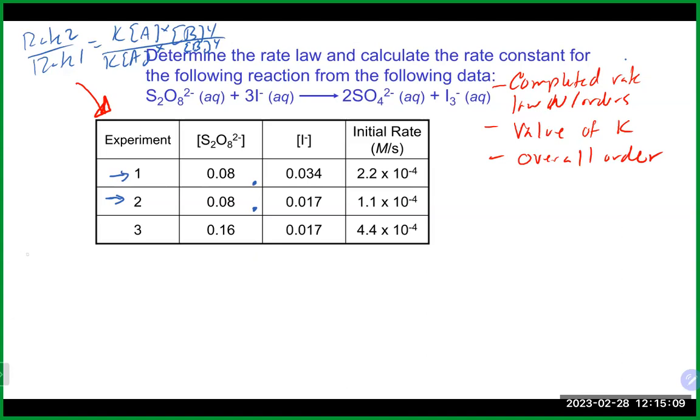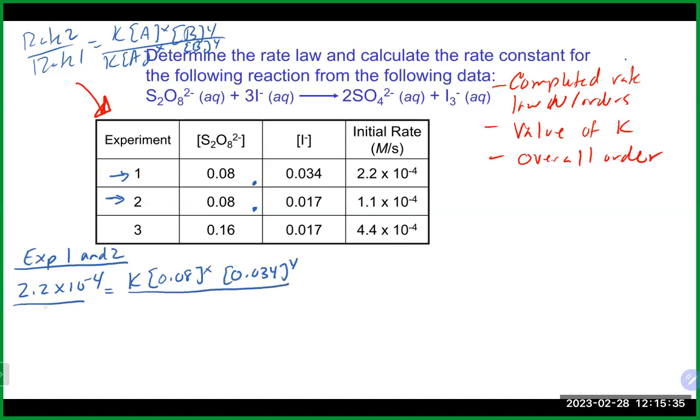So I'm going to look at experiments 1 and 2 here. Putting everything from experiment 1 up on top, 2.2 times 10 to the minus 4 equals our rate constant k, 0.08 to the x, and 0.034 to the y, filling in our concentrations. Putting everything from number 2 on the bottom gives us 1.1 times 10 to the minus 4 equals k, 0.08 to the x, and 0.017 to the y. Doing some math here, that's going to cancel out to a 2.